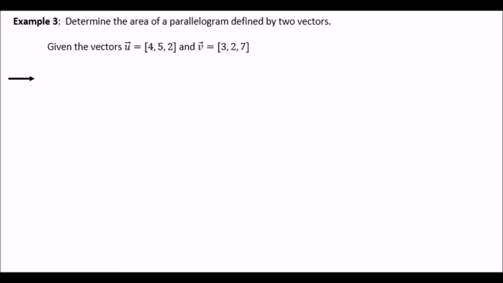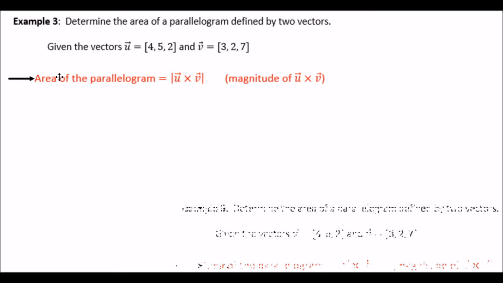Again, given these two vectors here, we have to remember that the area of the parallelogram is really the magnitude of u cross v. So what do I need to do here? I actually need to find u cross v. So I'm going to do that right now.